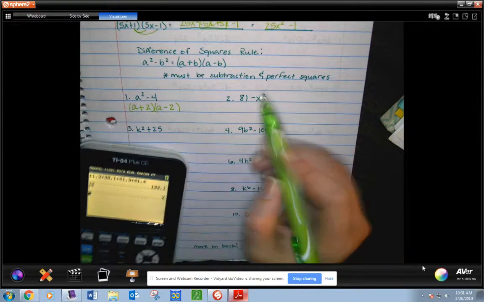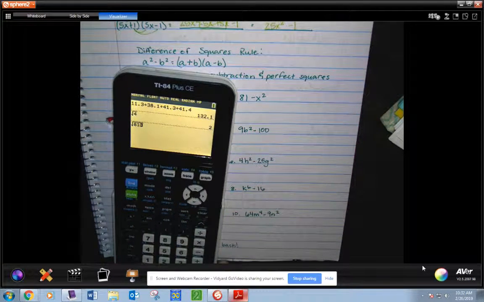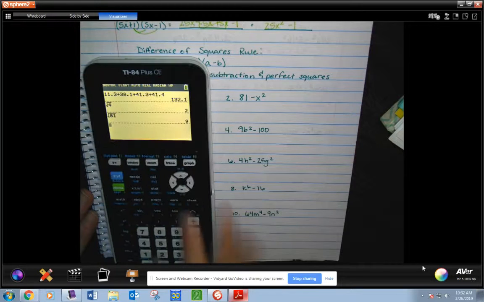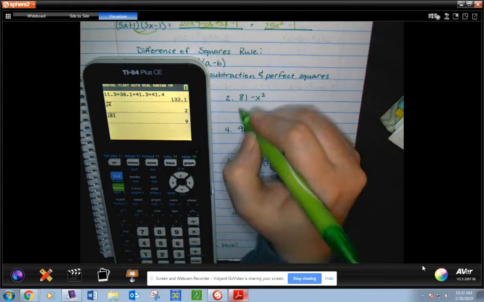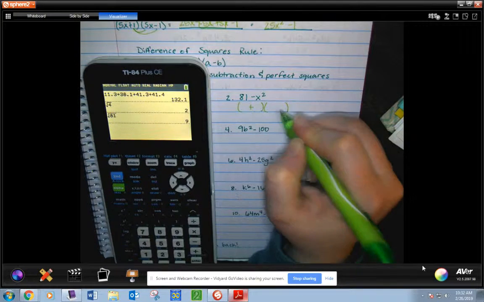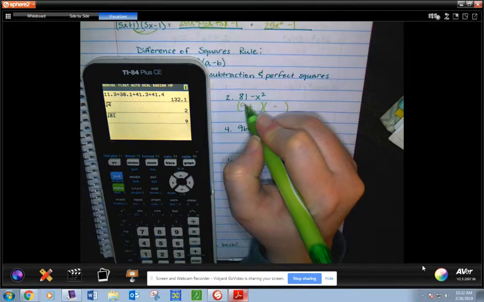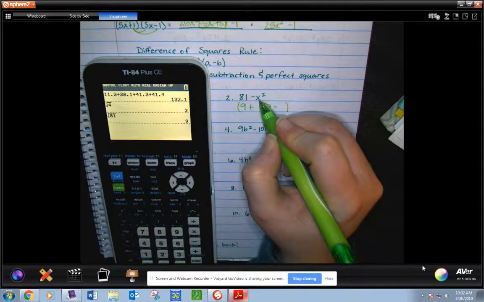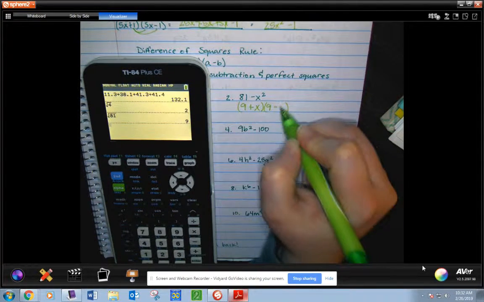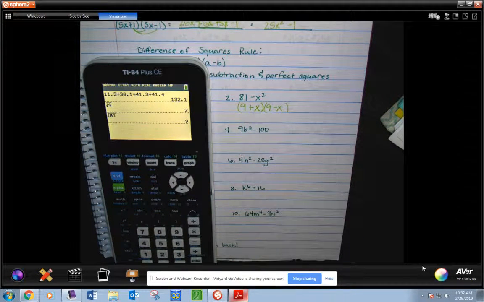Okay, for number 2, this is subtraction. I'm going to see, which I know, but in case y'all need to, if 81 is a perfect square. Okay, 81 is a perfect square, so I'm going to open up my two parentheses. I'm going to put one plus, one minus. They're always plus and minus. 81 splits into 9 and 9, and x squared will split into x times x. Okay, you have to stay in the same order. Do not flip-flop your order today.